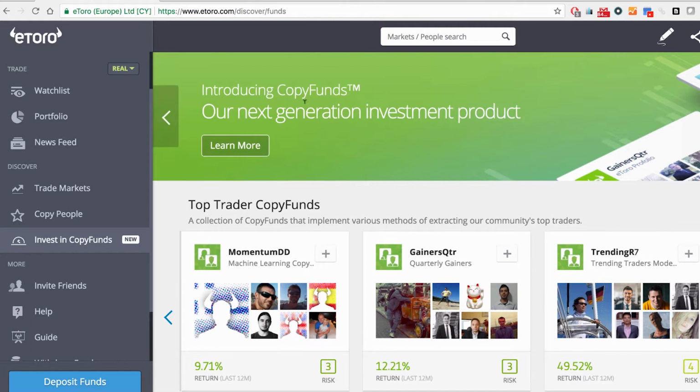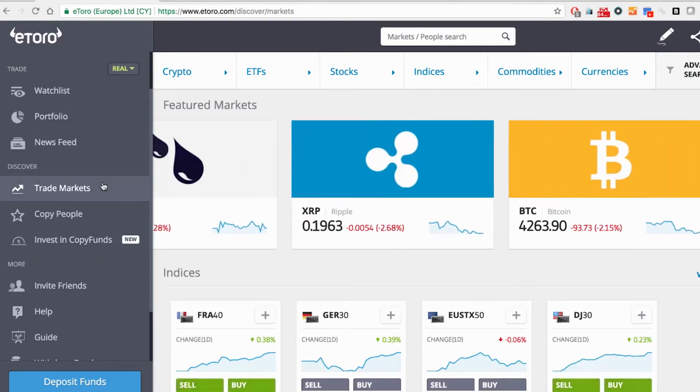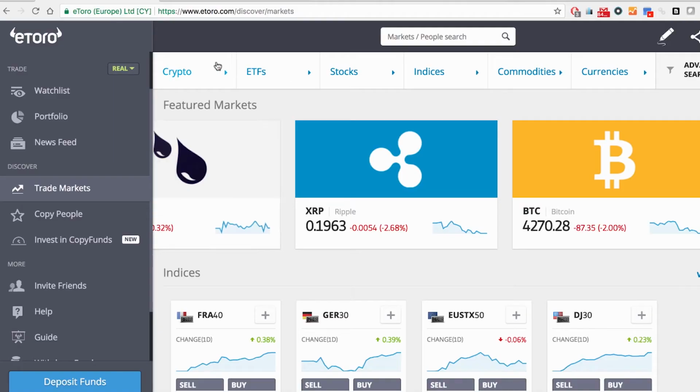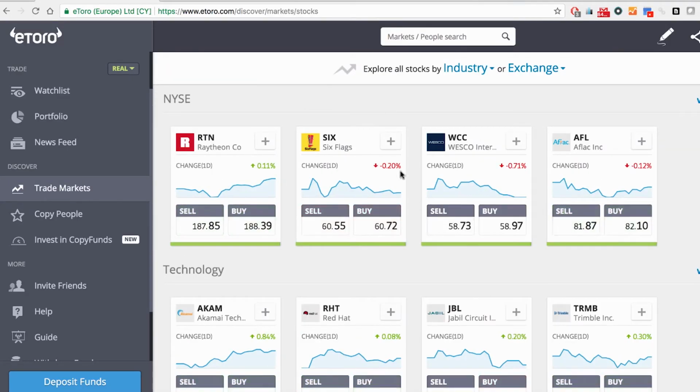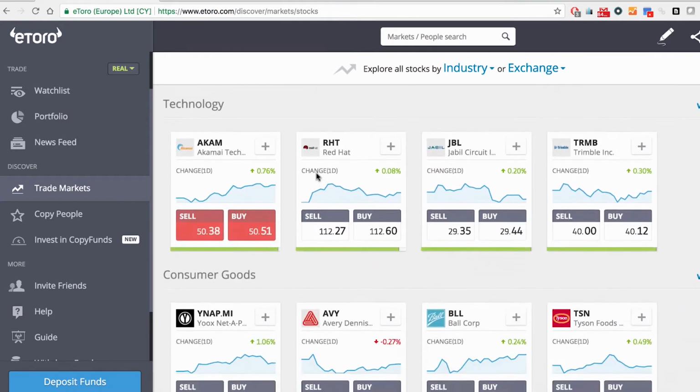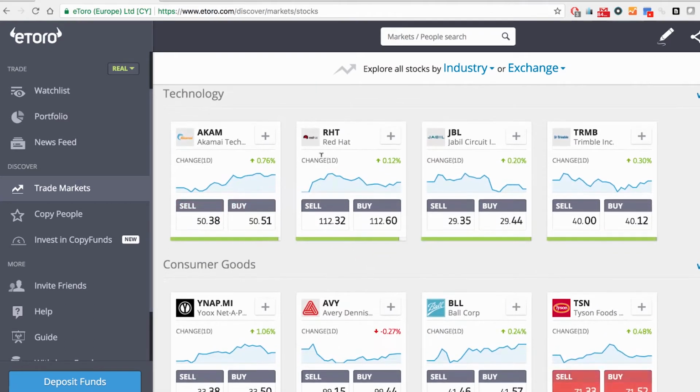This screen here are next generation investment products. So the first thing you can see is that they describe it as an investment product. Something I wanted to point out: if I go to trade markets, normal stuff, these are the stocks, cryptos, ETFs, indices, commodities, normal things we trade. Let's say I go to one of the stocks, I'm not going to Raytheon because they're a bit evil, whatever. Alright, go on then, Raytheon.